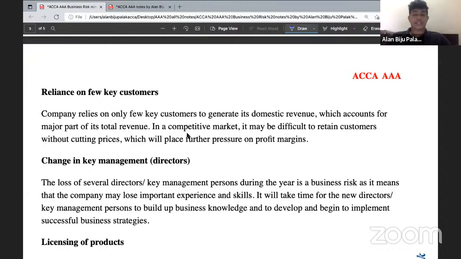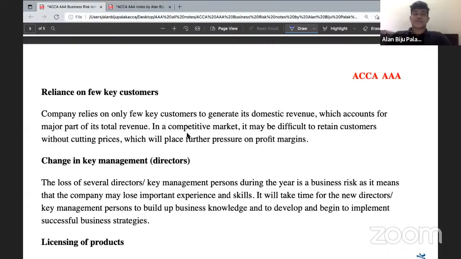Therefore, there can also be chances that the customers might go from the company and they will start contracts with other competitors of ours. So in that situation, we need to reduce the price. And by reducing the price, automatically what will happen? The margin of the products will be low and the company will face difficulties with revenue as well as the profit. Then, change in key management.